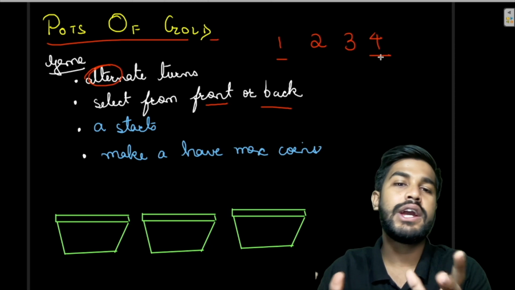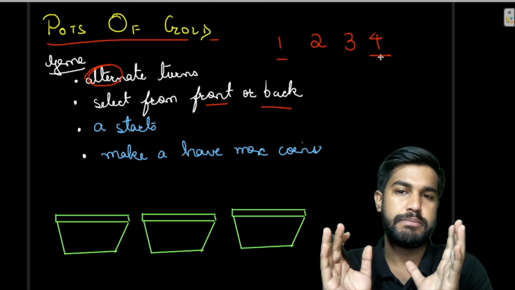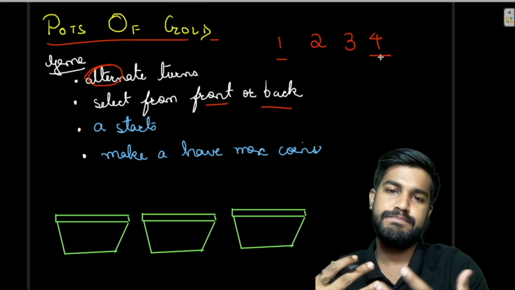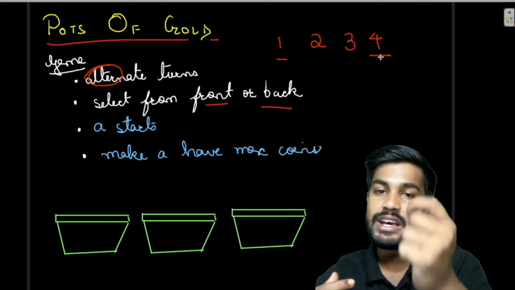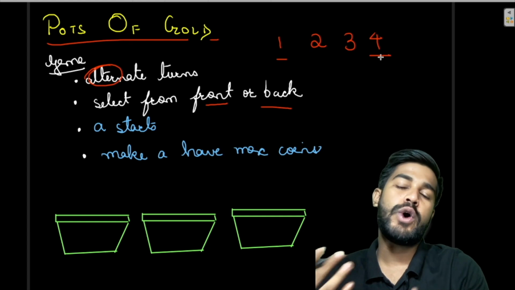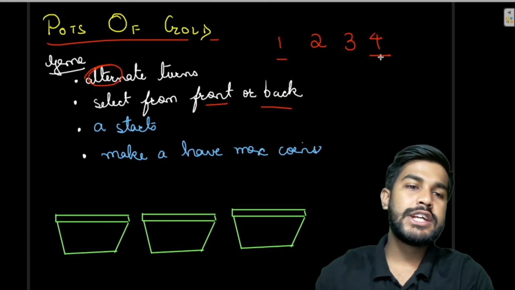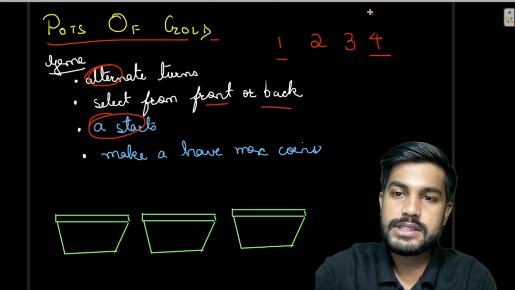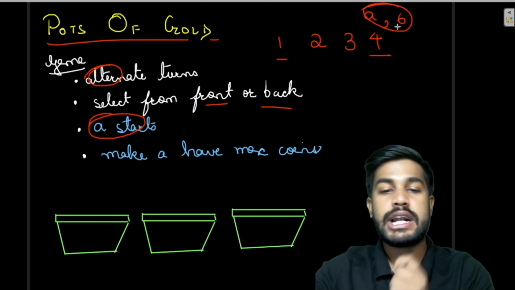You don't need to think in terms of plots of gold. Just think in terms of elements. It would be much simpler. If you take the first element, then the reward or the points you would get is the value of that element. If you take the last element, the points you would get is the value of that element. Fair enough. Now there is one more thing: A starts the game. There are two players, A and B. So A would start the game.